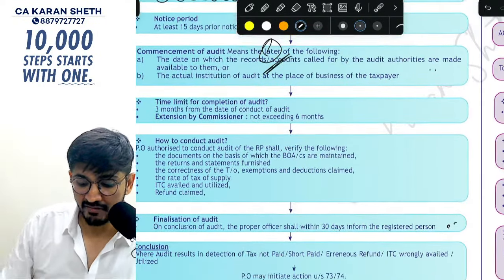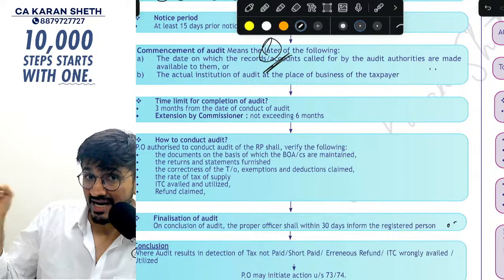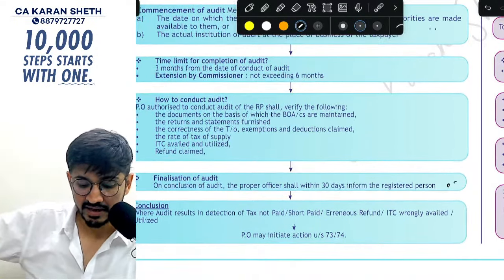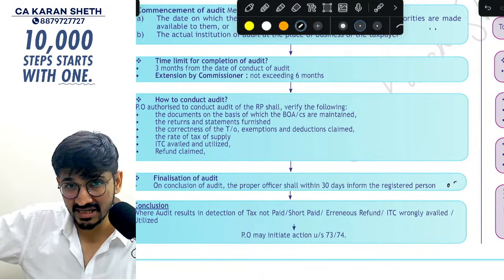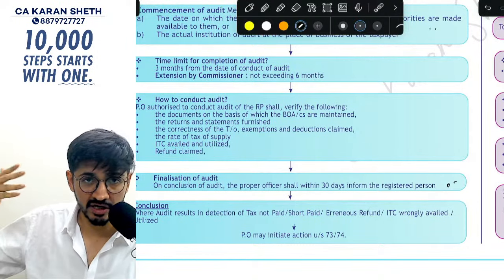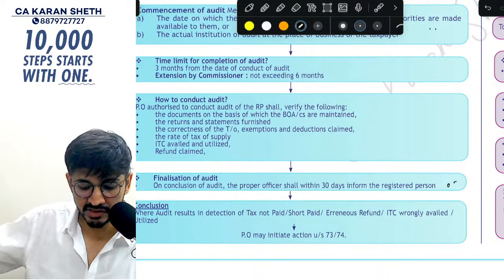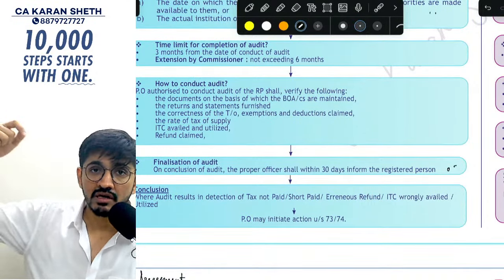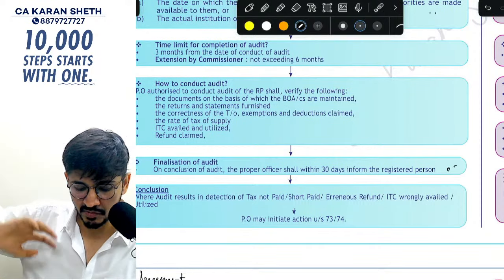The other time when we saw was actually in final return, date of cancellation or date of cancellation order, whichever is later. Next, what is the time limit to do audit? Is it perpetual, infinity? No, it is 3 months from the date of conduct of audit. Is there extension allowed? Yes, with the help of commissioner you can take extension if there are sufficient grounds. How many? Not more than 6 months.